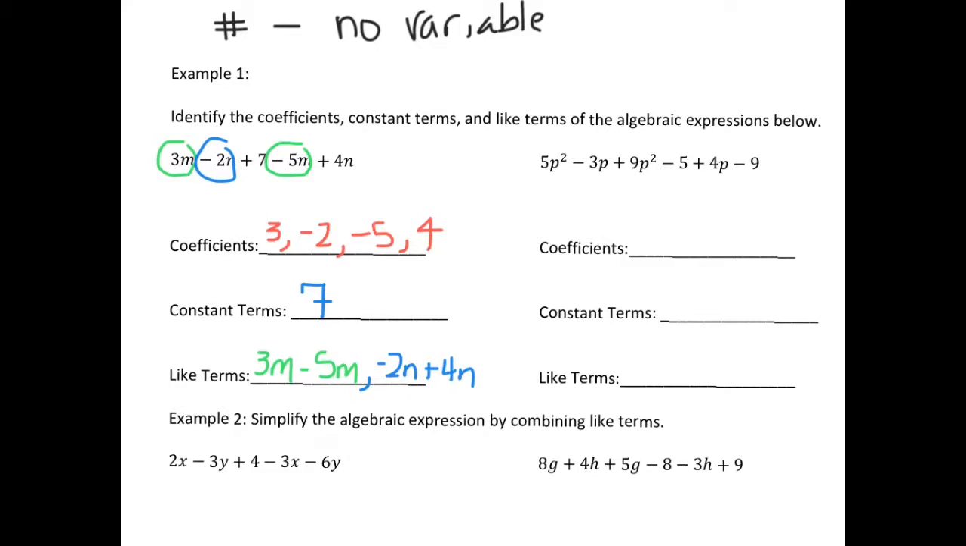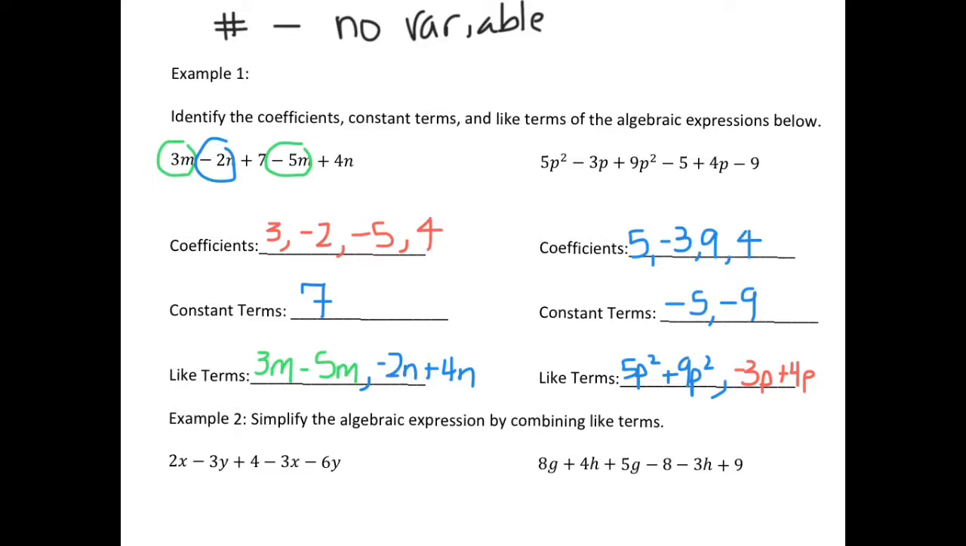Look at the second example, 5p squared minus 3p plus 9p squared minus 5 plus 4p minus 9, and I want you to fill out the coefficients, constant terms, and like terms. I'm going to pause the video and do those, and then when you come back on, you'll see the answers.